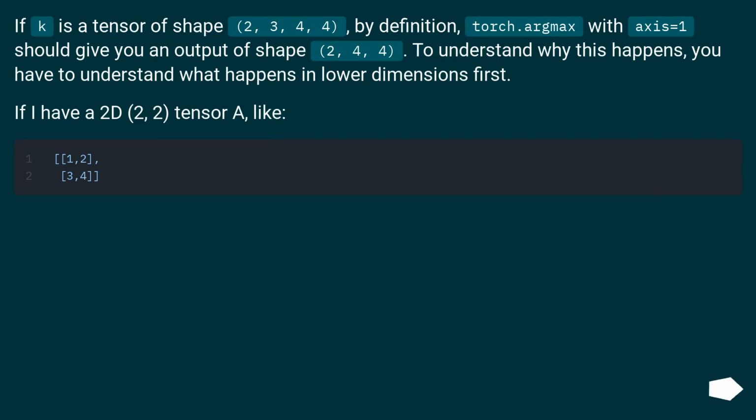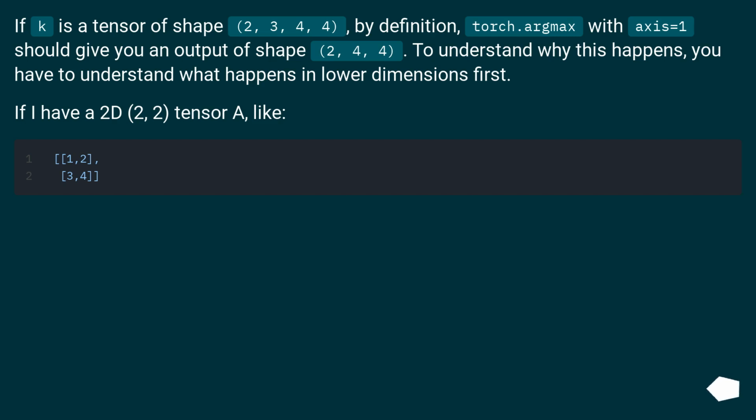If K is a tensor of shape 2, 3, 4, 4, by definition, torch.argmax with axis equals 1 should give you an output of shape 2, 4, 4. To understand why this happens, you have to understand what happens in lower dimensions first.